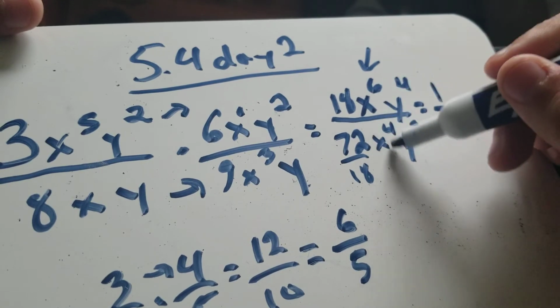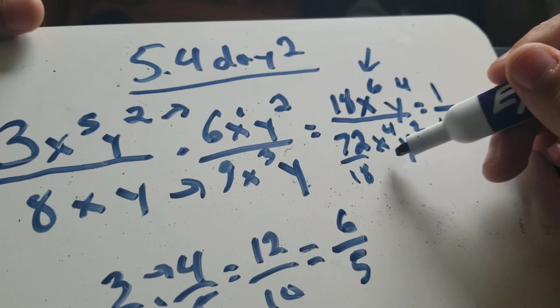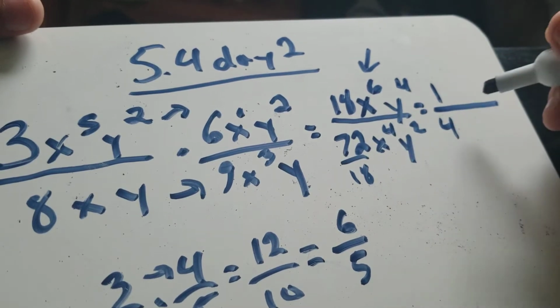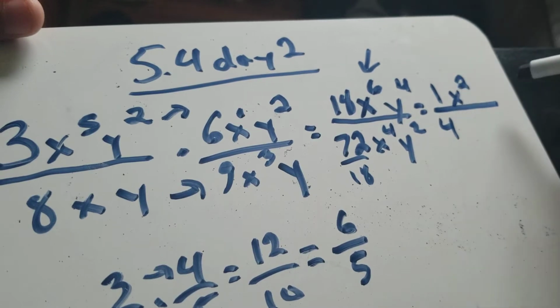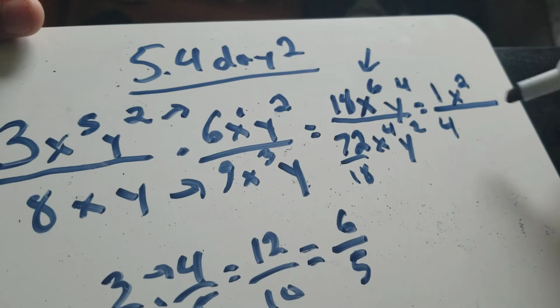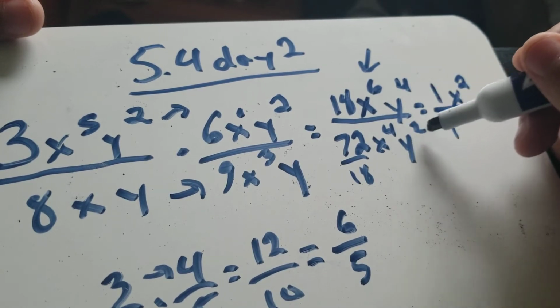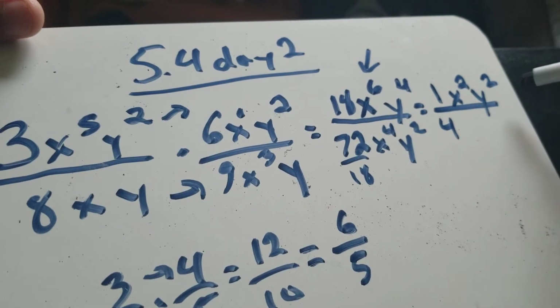X to the 6 divided by x to the 4th. When you have the same base, but you're dividing, you subtract the exponents. So x to the 6 divided by x to the 4 is x to the second, because the bigger number was on top, it'll stay on top. Y to the 4th divided by y to the second, you subtract. So 4 minus 2 is y to the second.